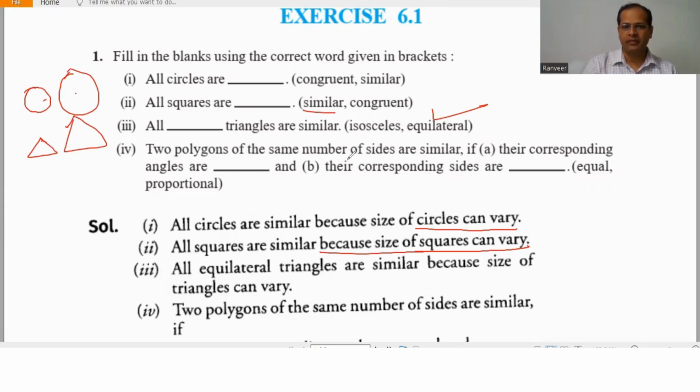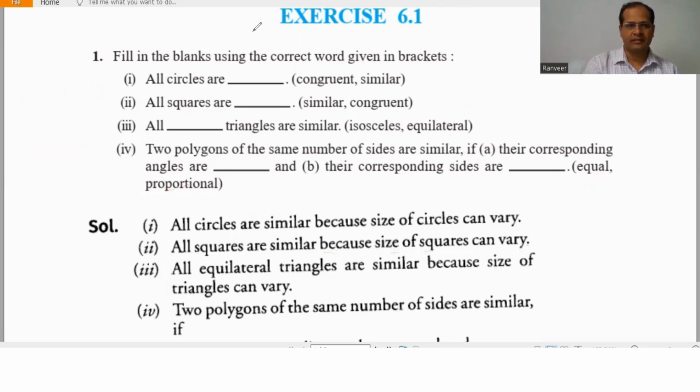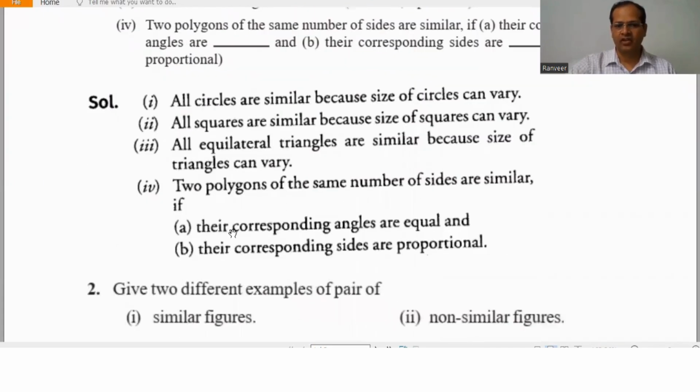Two polygons of the same number of sides are similar if their corresponding angles are equal and corresponding sides are proportional. This is the case when two figures are similar. Corresponding angles are equal, corresponding sides are proportional.